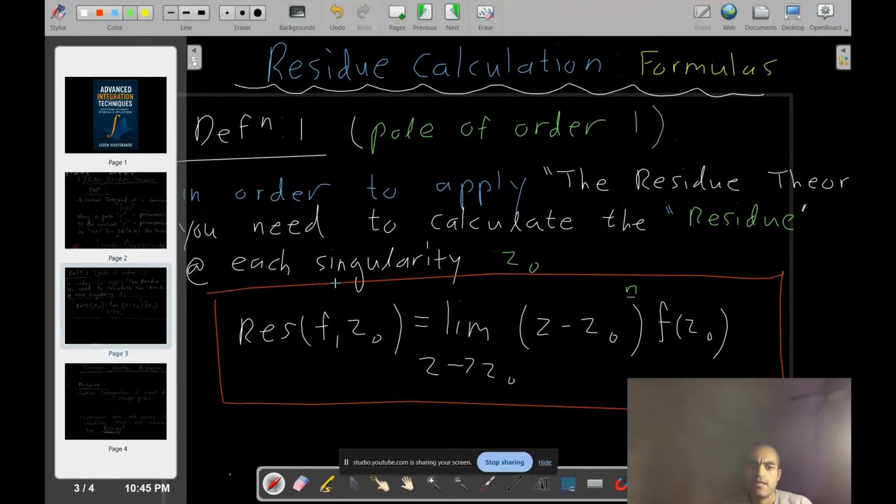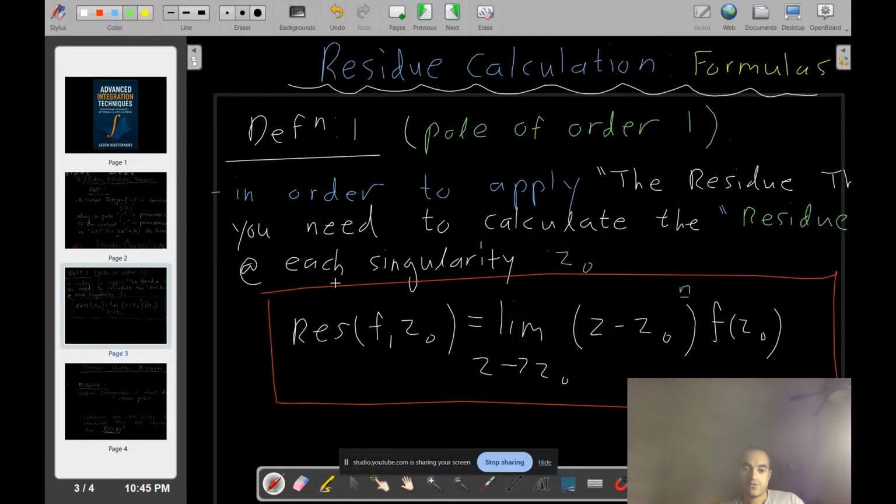All right. So again, this is the residue calculation formula for a pole of order 1. This is the definition of residue for a pole of order 1. This is an important formula, okay? And it will be used in calculating the residue theorem, okay?